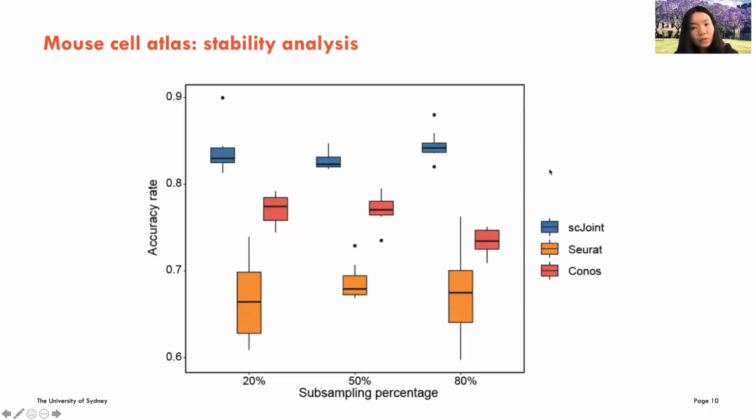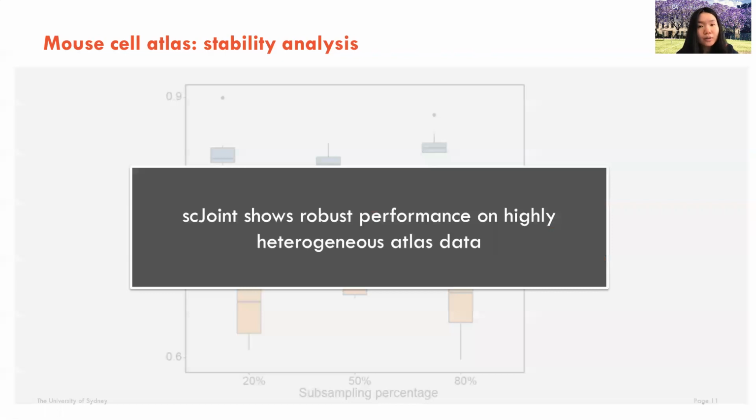We also perform a stability analysis on the atlas data by downsampling the cells from single-cell RNA-seq as training data. Compared to Seurat, scJoint maintains a high and stable performance even when only 20% of the cells from single-cell RNA-seq datasets are used. This suggests that scJoint can be applied in practice where only a subset of single-cell RNA-seq data are annotated. This leads us to our first take-home message today. scJoint shows robust performance on highly heterogeneous atlas data.